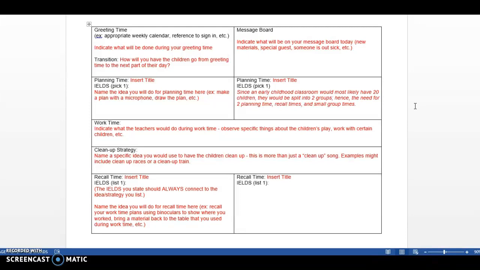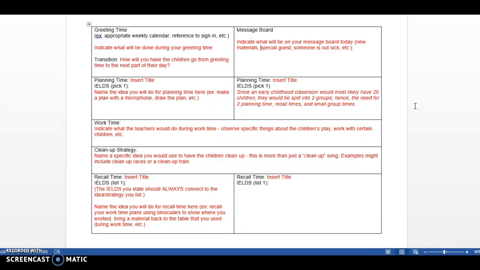Now again, you can do this. I'm just going to suggest that you could keep the same standard for both planning and recall time, and that way you've focused on that standard and you've carried it through for 2 different activities in that day, and so it's really going to help to solidify that skill with the children. It's going to help you be able to assess their understanding of that skill. So again, maybe you could keep that the same.